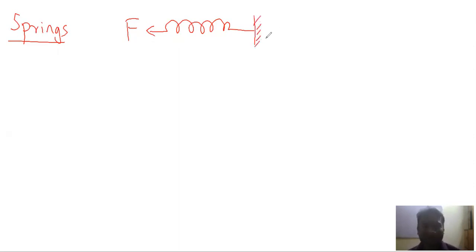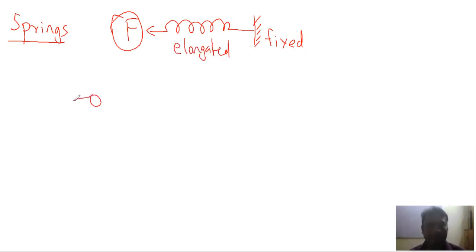If the right side is fixed, then on applying a force capital F on the left side, we can see that there will be an extension in the spring. So the spring will get elongated. So this is the new diagram of the spring with elongation.